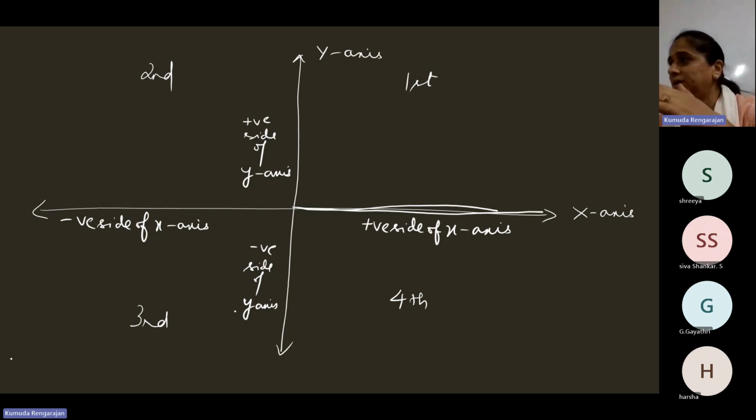Now, on the Cartesian plane, you not only find the four quadrants, there are actually six things in the Cartesian plane. You find the two axes, the x-axis and the y-axis, and the four quadrants. So there are six things in the Cartesian plane: the x-axis, the y-axis, and the four quadrants.